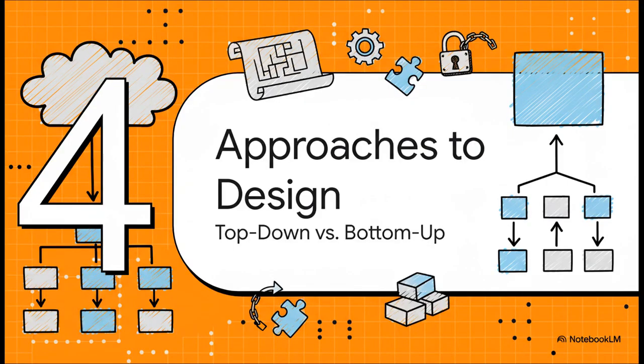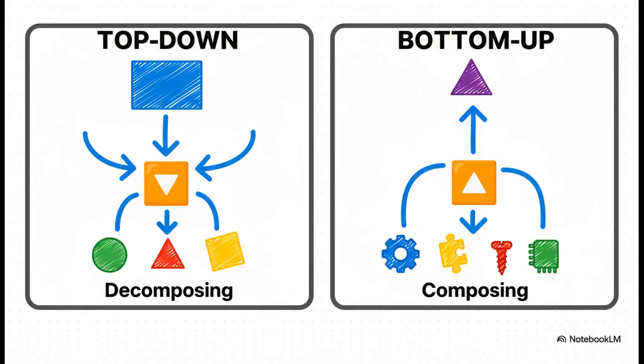Okay, so we've covered the core principles. We know what we're aiming for: modular, loosely coupled systems. But how do we actually get there? What's our strategy for attacking the problem? Well, that brings us to our next section, where we'll look at two fundamental approaches to the design process: top-down and bottom-up. Top-down design is pretty much exactly what it sounds like. You start with the entire system as one big idea, and then you systematically break it down into smaller and smaller subsystems and components. You go from the general to the specific.